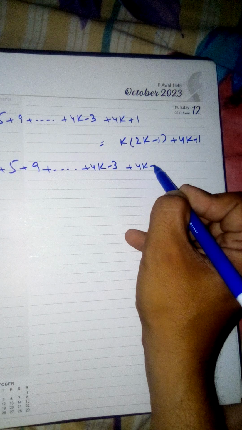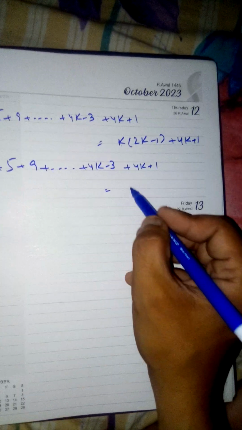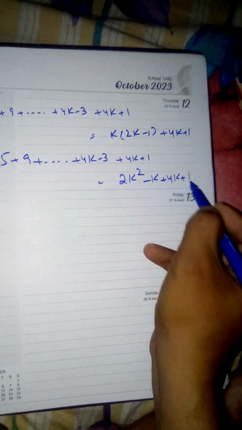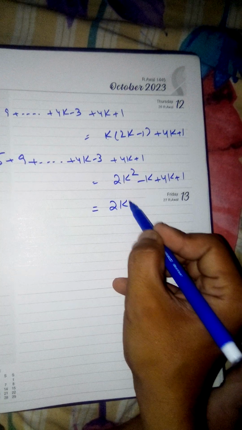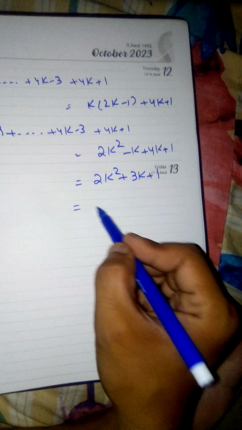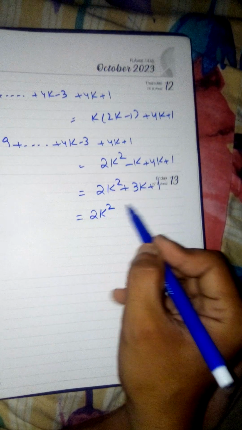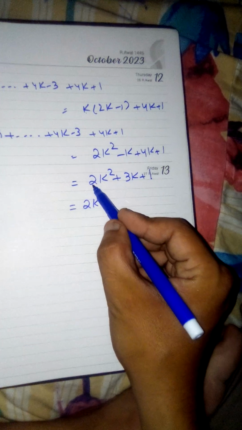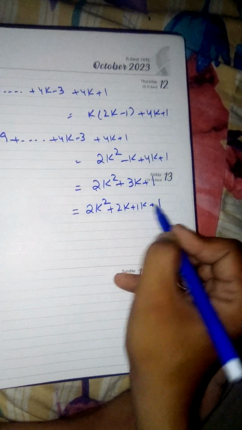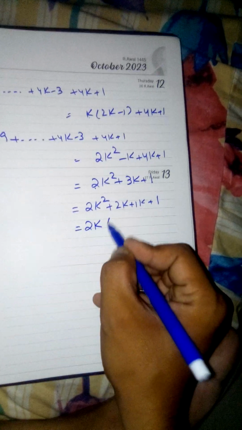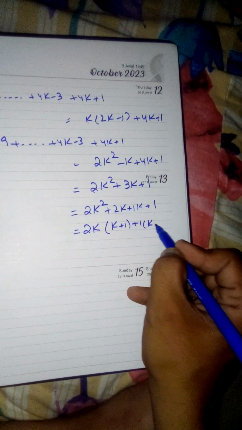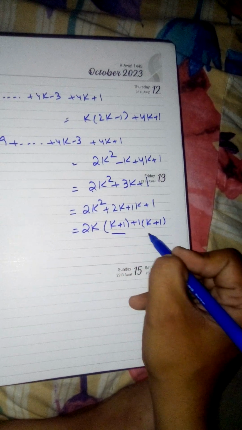We have to factorize. When we break the middle term, the product is 2 and the sum is 3, so it means 2k plus 1k. Taking 2k common it becomes k plus 1, and taking 1 common it becomes k plus 1. Taking k plus 1 common, the result is 2k plus 1. This becomes equation number 3.